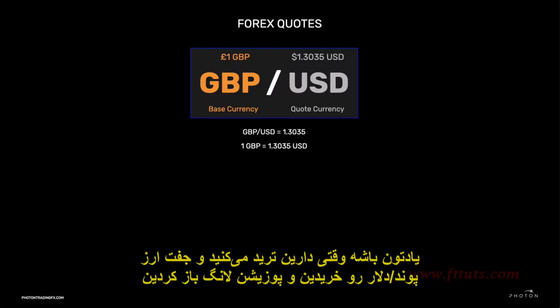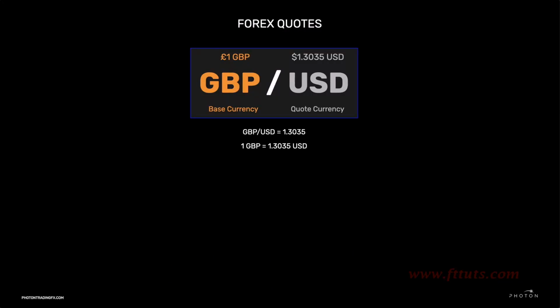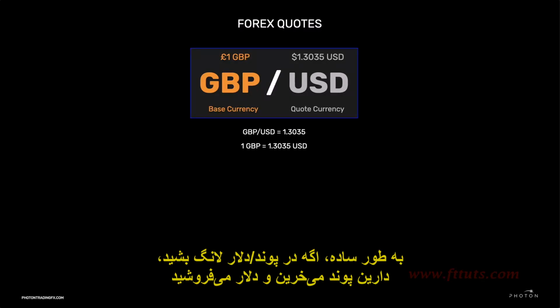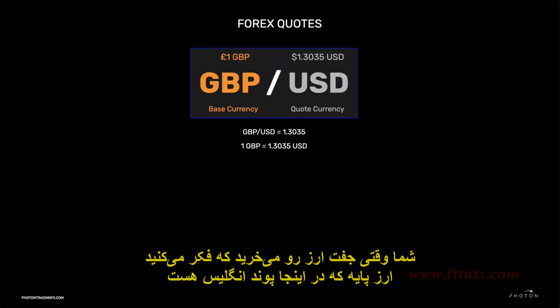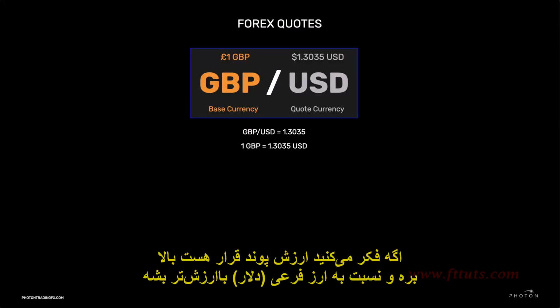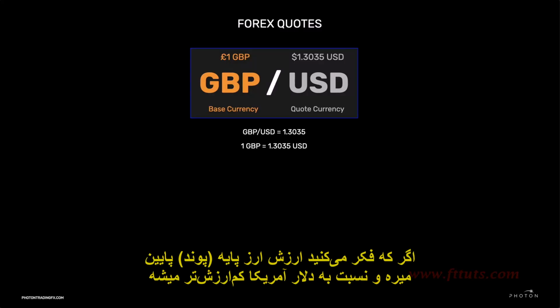Now remember, when you're trading, if you buy the currency pair pound dollar and you go long, this simply means that you are buying the base currency and you are simultaneously selling the quote currency at the same time. So in simpler terms, if you go long pound dollar, you are buying pounds and you are selling dollars. You would buy the pair if you believe that the pound will appreciate and gain value relative to the quote currency, the US dollar, and you would sell the pair and go short if you think the base currency, the pound, will depreciate and lose value relative to the quote currency, the dollar, right?